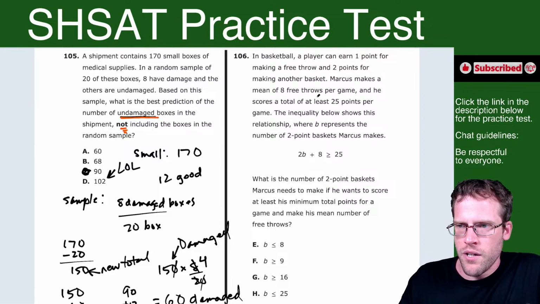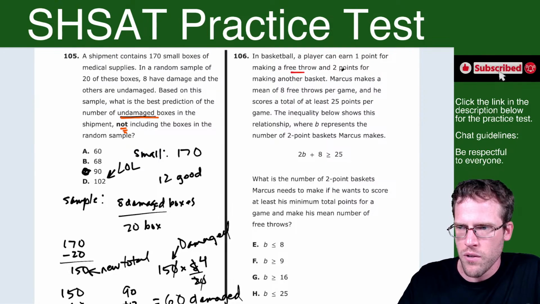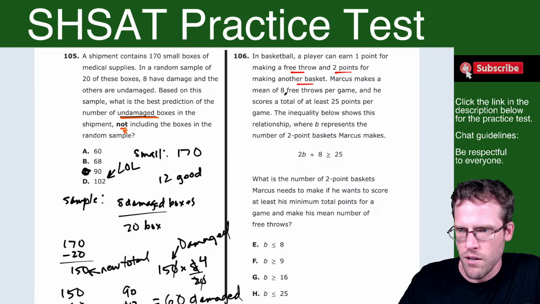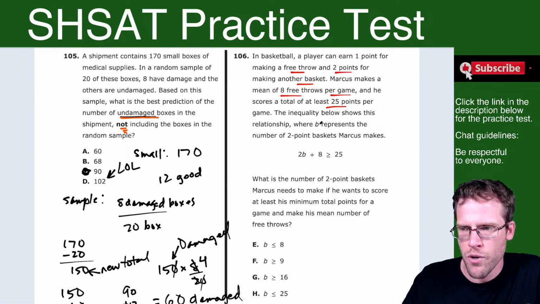So what do we have here? In basketball, a player can earn 1 point for making a free throw and 2 points for making another basket. Marcus makes a mean of 8 free throws per game, and he scores a total of at least 25 points per game. The inequality below shows this relationship where B represents the number of 2-point baskets Marcus makes.